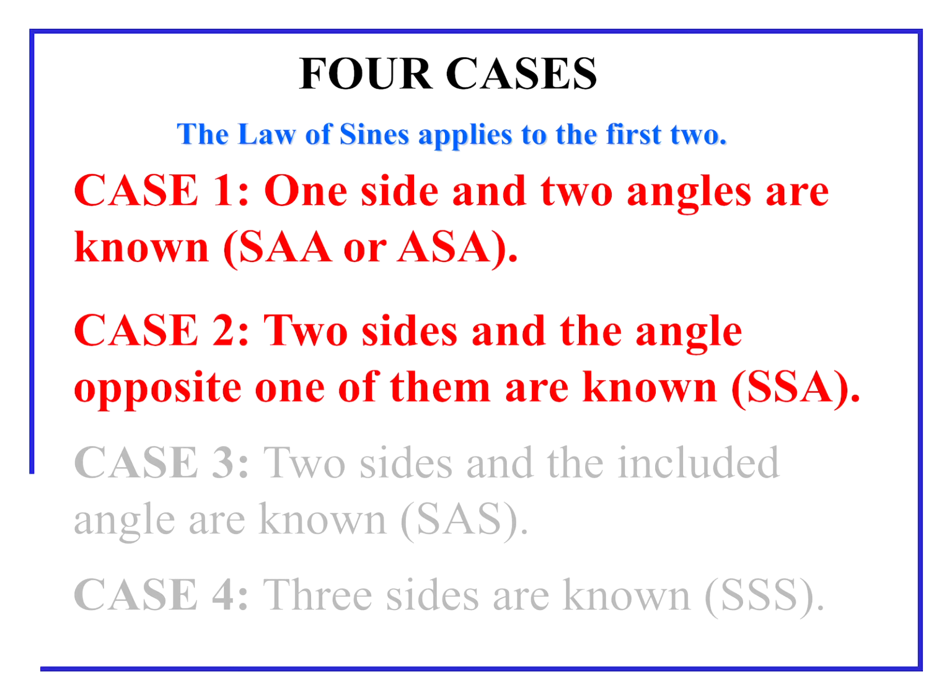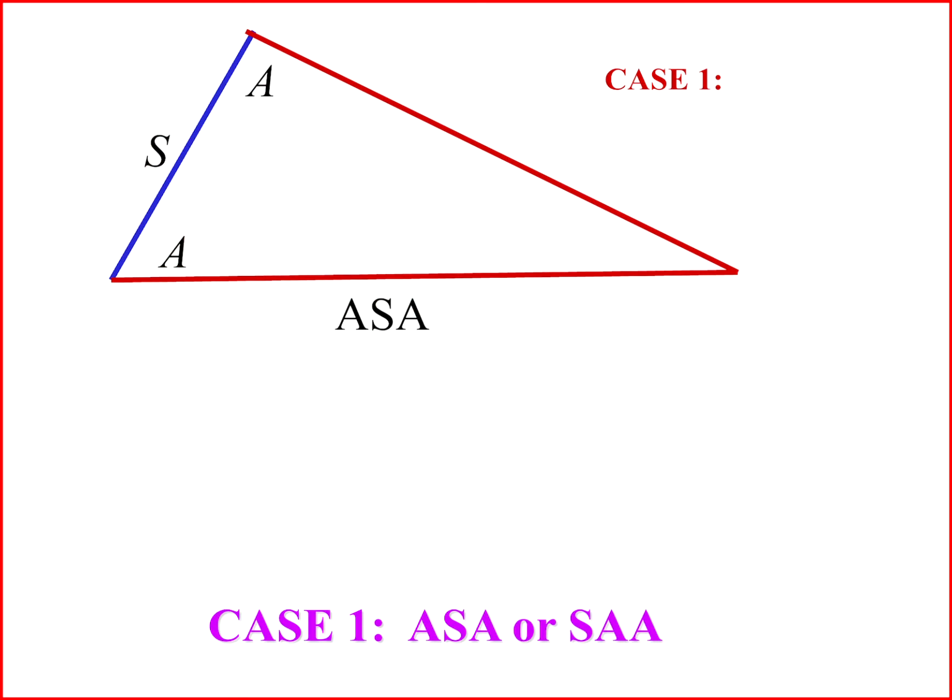So there are four cases for oblique triangles. Today we're going to look at two of them with the law of sines. The other two cases will be our law of cosines next class. So for case one, you could be given one side and two angles. So you could have side angle angle or angle side angle. Case two, you are going to be given two sides and one angle. So we're going to look at both situations using our law of sines.